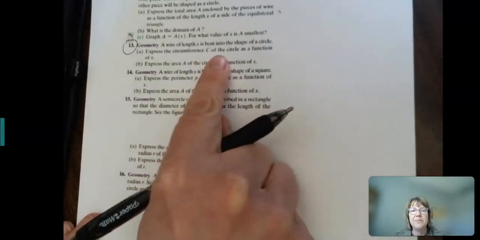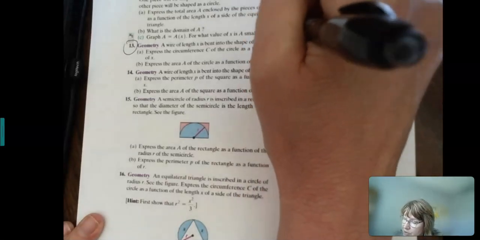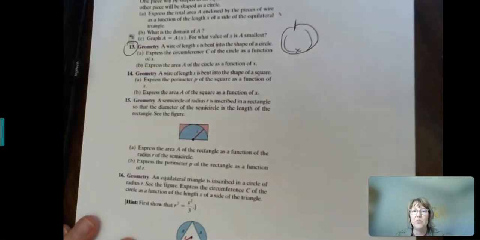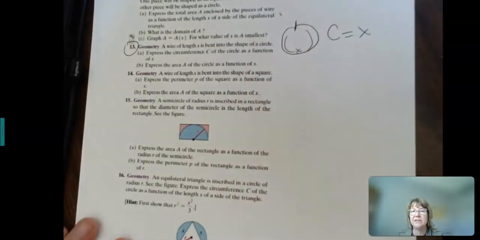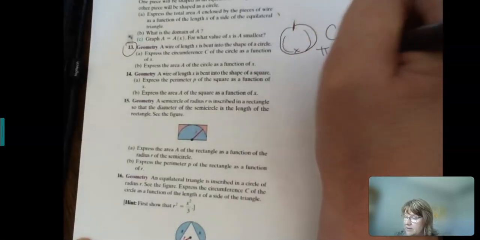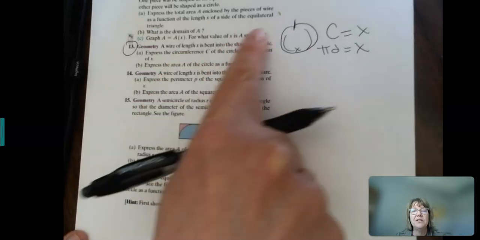All right, and this is from another textbook I sometimes teach out of. A wire of length x is bent into a circle. Okay, so if you think of this, x is that distance around, which again, we call circumference, right? So the circumference is actually x, okay? Now, again, what do I know from my memory? Well, I know pi d, clowns get pied in the face. So I know that x is going to equal pi times the diameter. All right, so circumference is x.